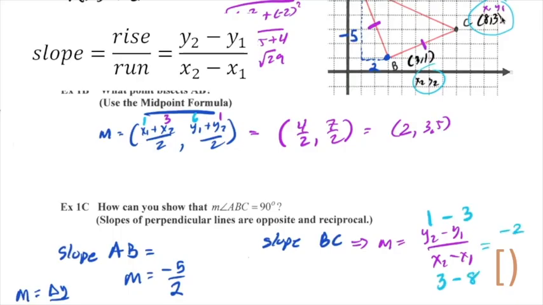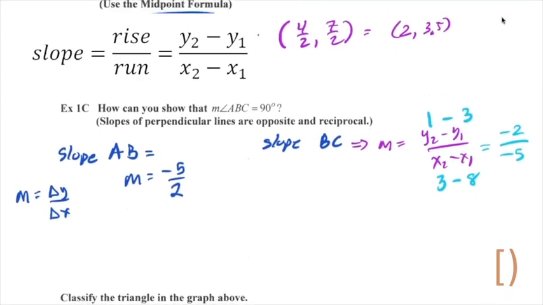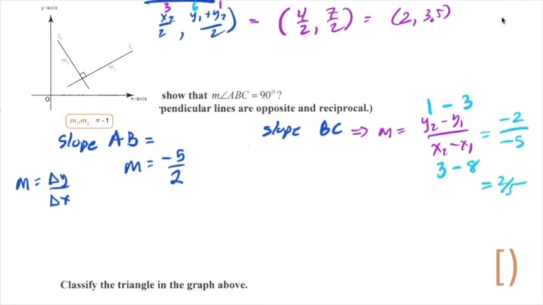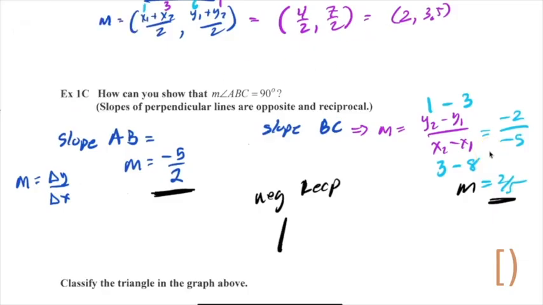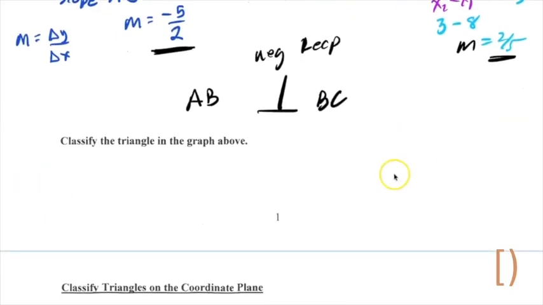And I get negative 2 over negative 5. Two negatives make a positive, I get 2 over 5. Our slopes are negative 5 over 2 and 2 over 5. Those are negative reciprocals of each other. If I flip it and change the sign, then they match. So these are perpendicular. AB is perpendicular to BC. It is 90 degrees.